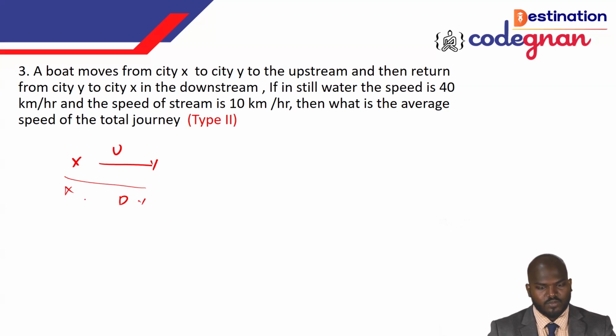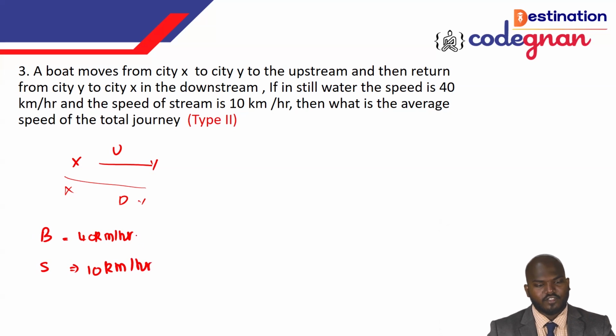Okay, so you see this one, we also use a different formula here. They are giving it very clearly: the speed of the boat is 40 kilometer per hour, and the speed of the stream is 10 kilometer per hour.